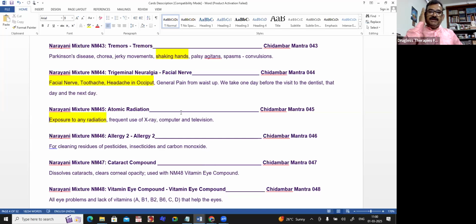But anyway, if someone is having a problem, I have noticed many things. When I talk many times with my close friends, my eyes become red. It's a common symptom due to the radiation. So in such cases, you can use NM45.